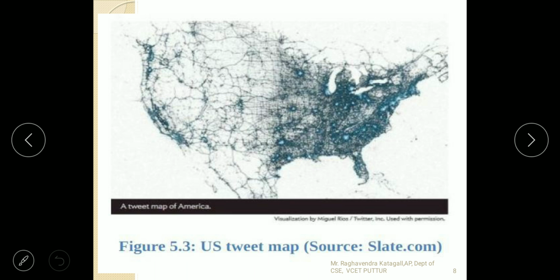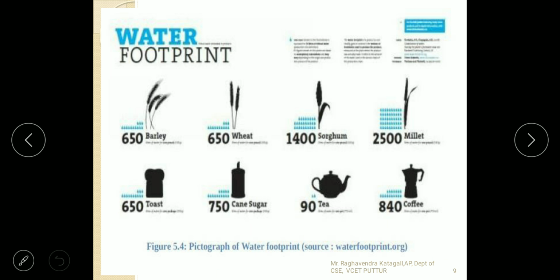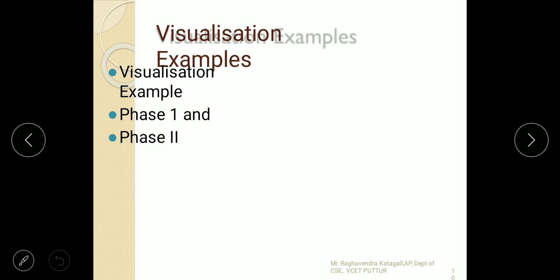Then this is, as I've already told, a geographical data map. It can be used, and this has been observed in the US tweet map. Then this is something called a pictograph of water footprint. So these are several examples of types of charts.